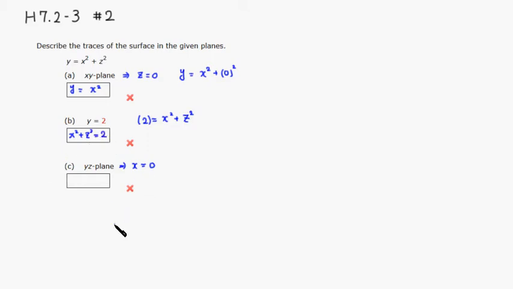Same thing here, x equals 0. So you have y equals 0 squared plus z squared, so y equals z squared. That's a parabola in z. So let's type it in.